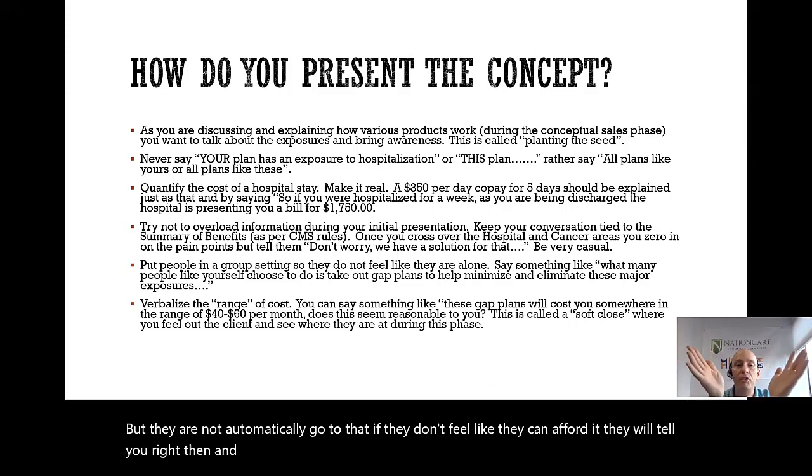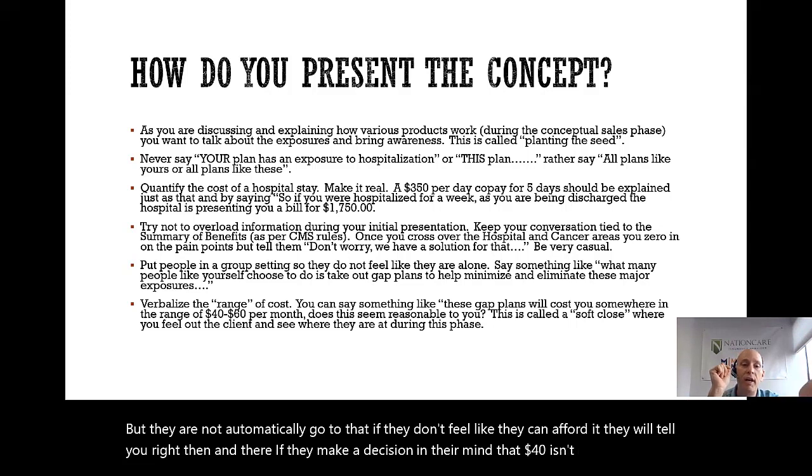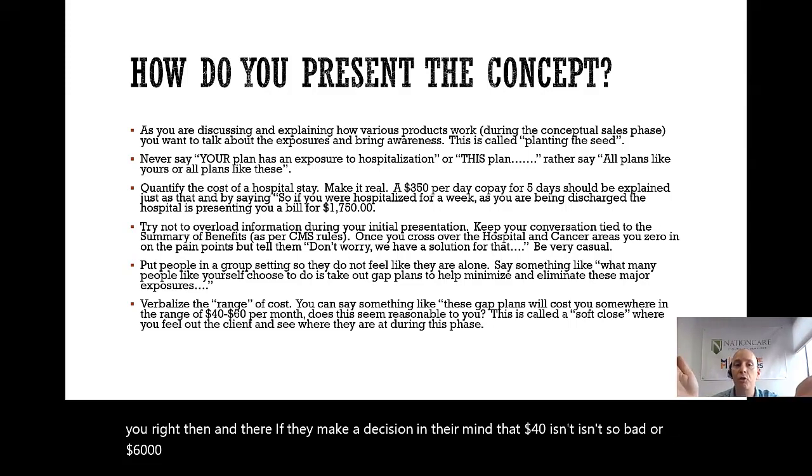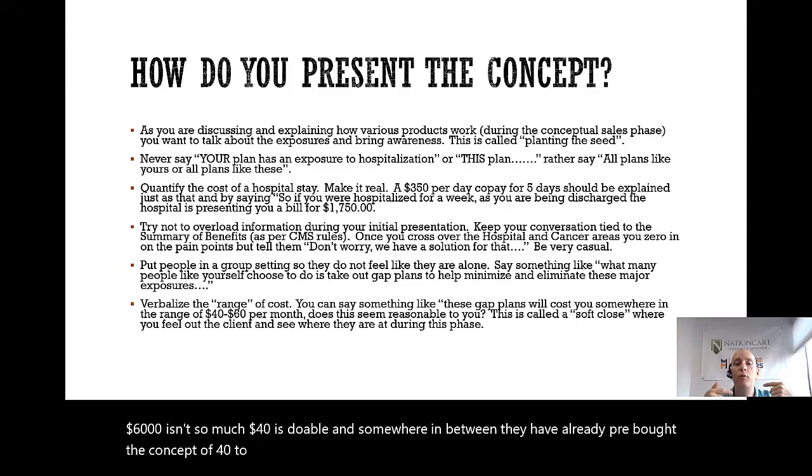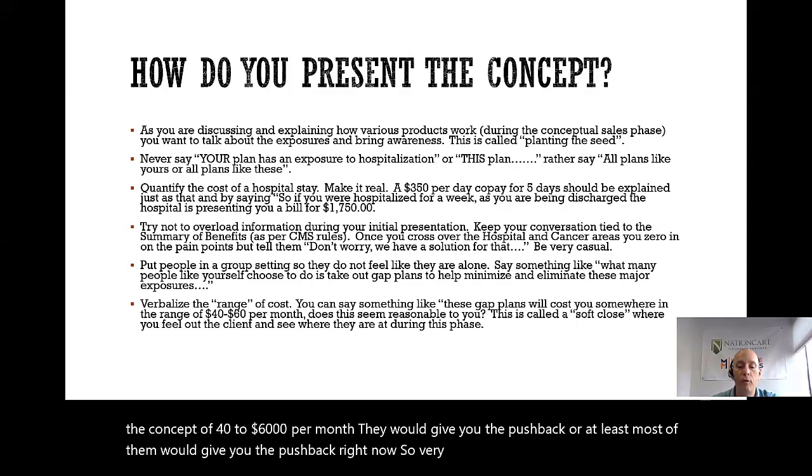If they decide in their mind that $40 isn't so bad, or $60 isn't so much, that $40 is doable, and somewhere in between, they have already pre-bought the concept of $40 to $60 per month. Most of them would give you the pushback right now. So it's very, very important that we do some soft closes.